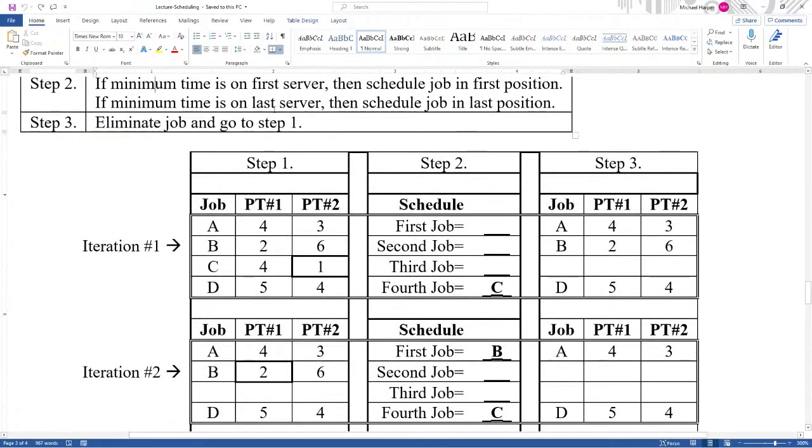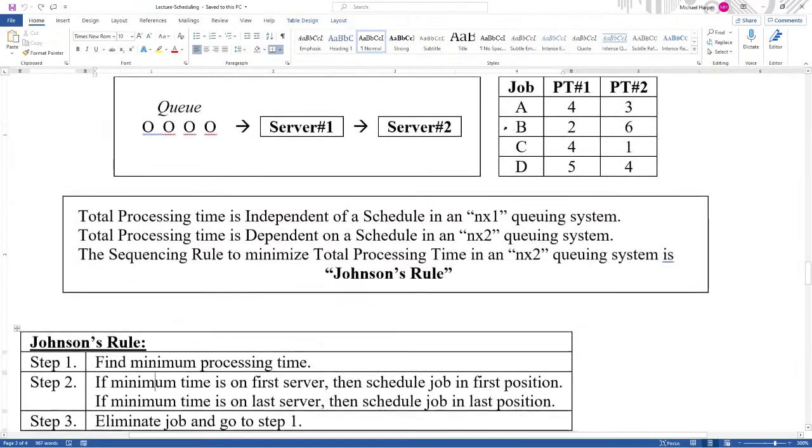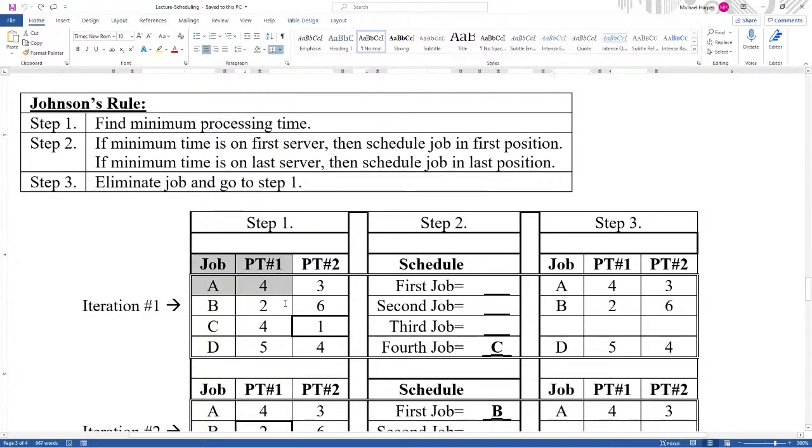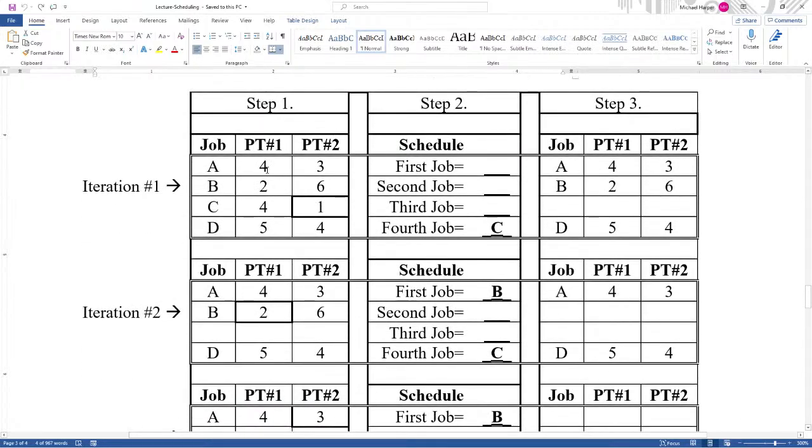Okay, first of all, step 1, you bring down all of these times, all 4 jobs, all 8 times, you bring them down right here, and there they are. Step 1, find the minimum processing time. In all of these times, 4, 3, 2, 6, 4, 1, 5, 4, which one is minimum? Well, the minimum right there is 1.